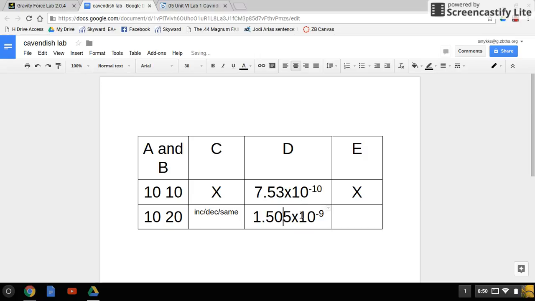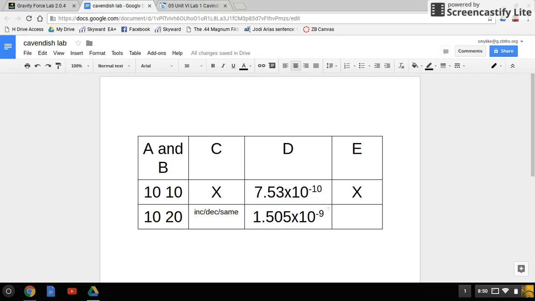To really compare this one and this one, it might look to you that this number is smaller because 1.5 is smaller than 7.53, but that's not actually correct because we have to keep the exponents the same. So to do that, we need to either move this one over to the right again to make it to the minus 10 or move this one over to the left to make it to the minus 9. What it does is it doesn't give us the correct format of scientific notation, but does allow us to compare actual apples to apples, the same number.